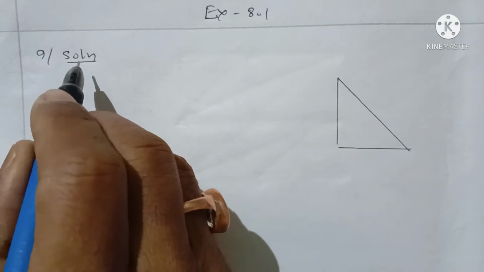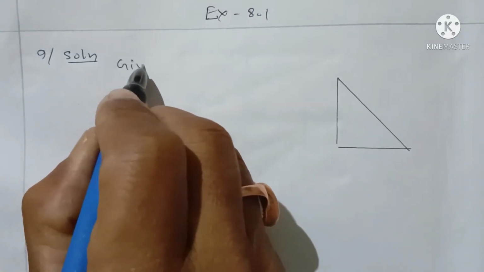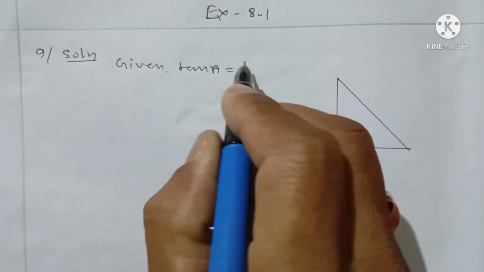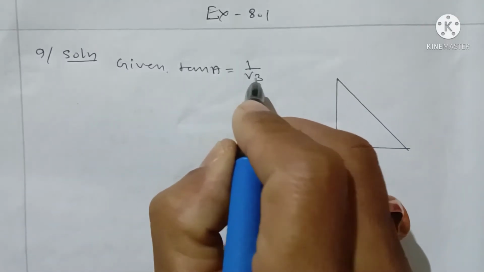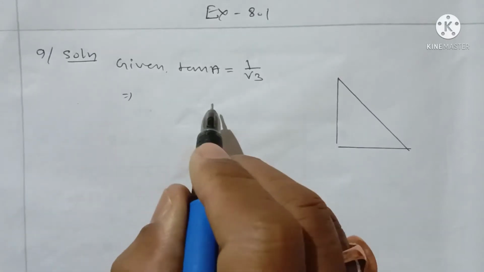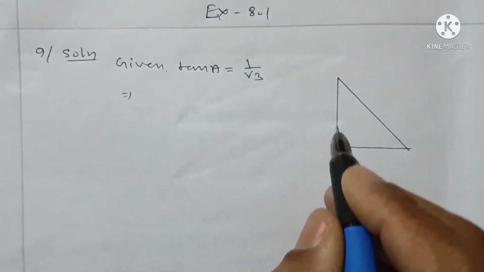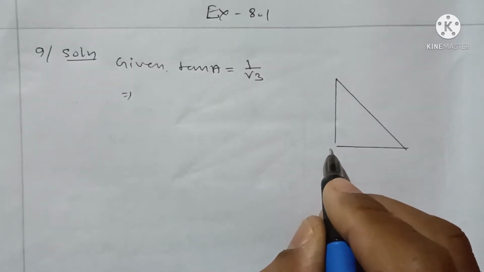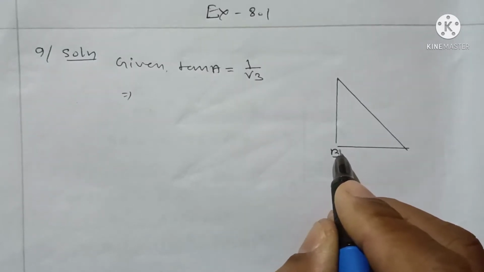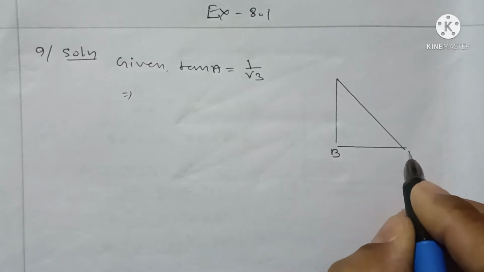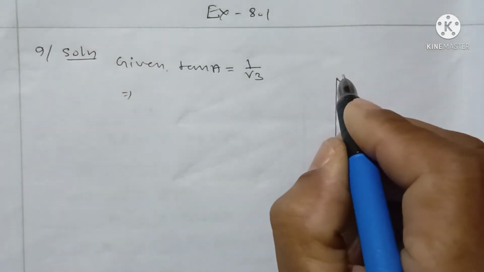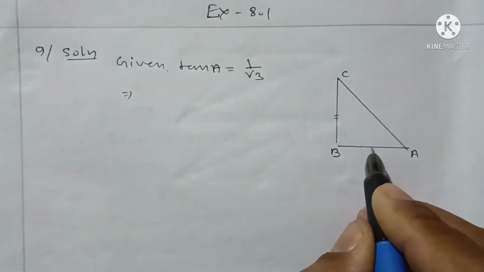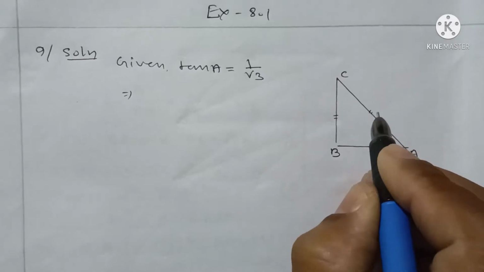Question 9 solution. Given tan A is equal to 1 by root over 3. This implies you have to draw a right triangle like this. Here, this is 90 degrees, that means right angle. This is A, this is C. This is perpendicular, this is base, this is hypotenuse.